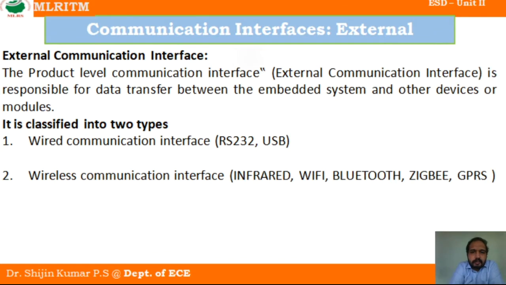Wired communication interface examples are RS-232 and USB. And wireless communication interfaces are infrared, Wi-Fi, Bluetooth, Zigbee and GPRS. So one by one we will discuss.